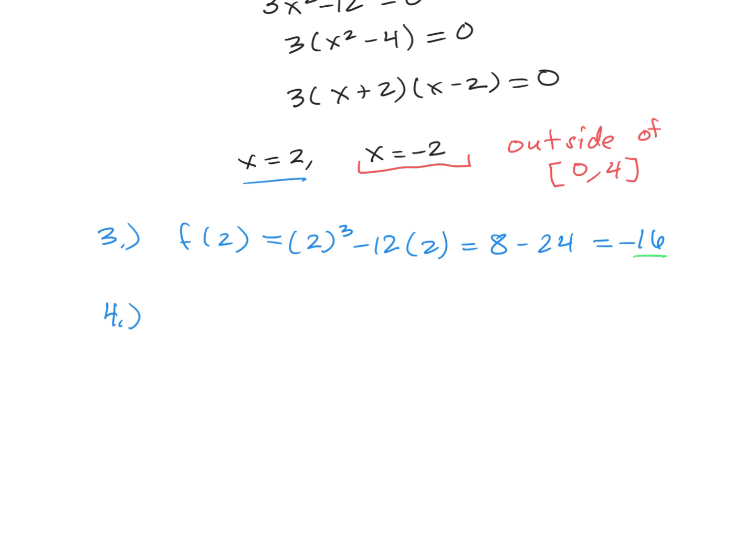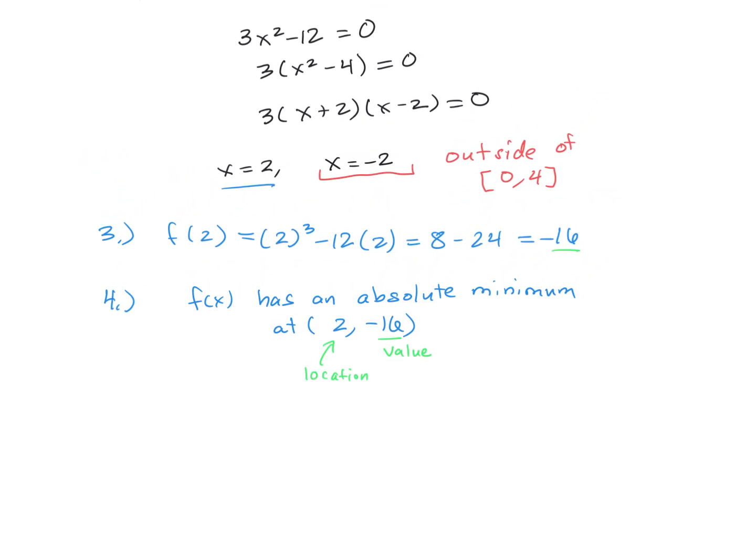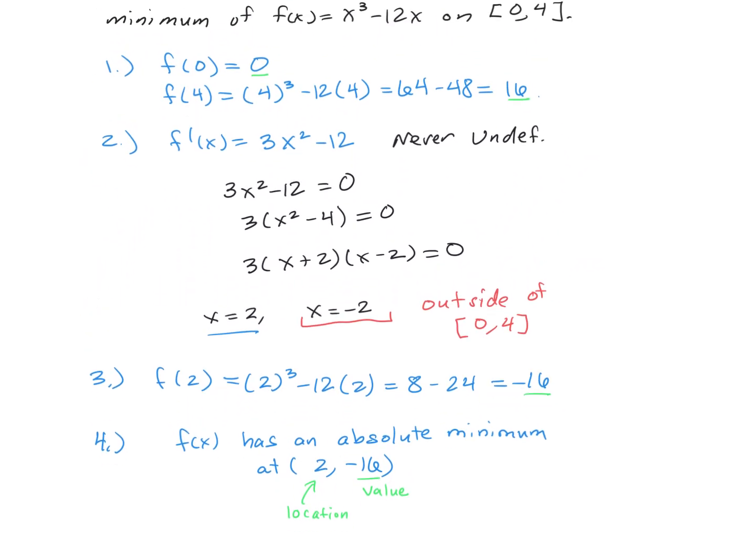So we say that our function f of x has an absolute minimum at the location of 2, negative 16. And it's very important to understand that when you have an ordered pair that is a location of a minimum, this right here is the value, the absolute minimum value, and the 2 is the location of where it happens, the x value.